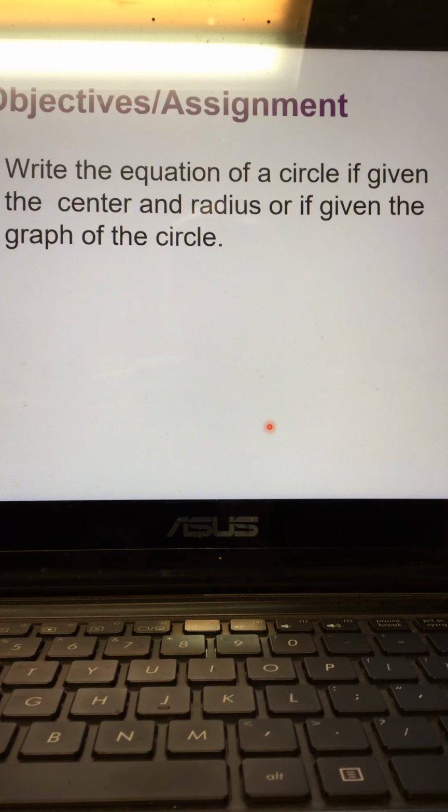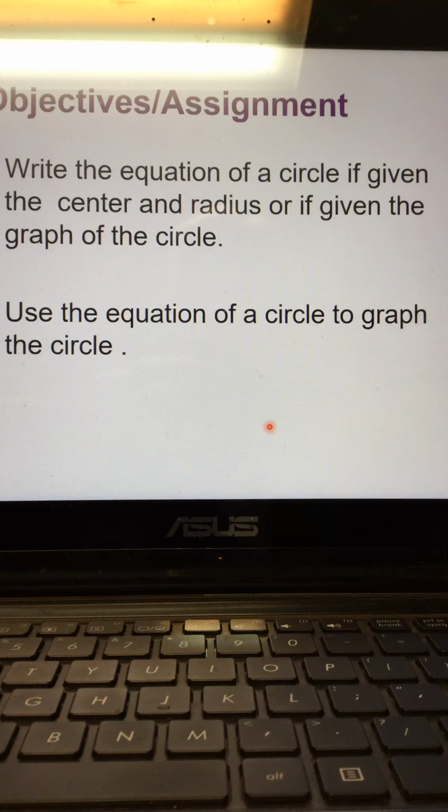So what we want to do is be able to write the equation if I give you the center and radius, or if I give you the graph of a circle, you should be able to write the equation. And we also are going to be able to look at the equation and use it to actually graph the circle.